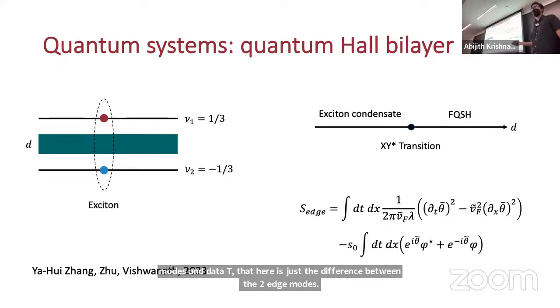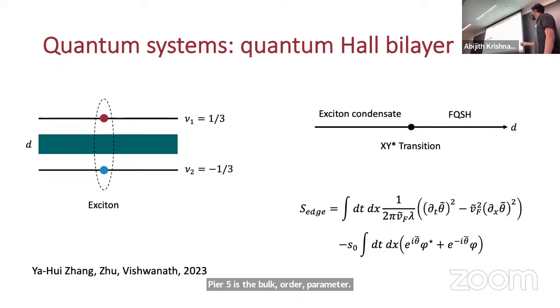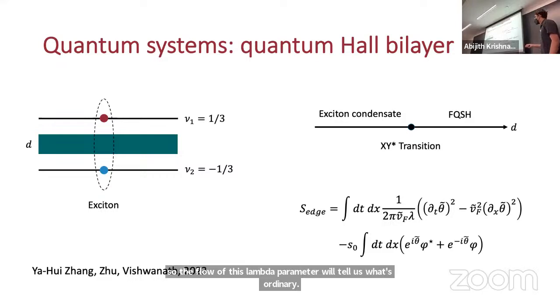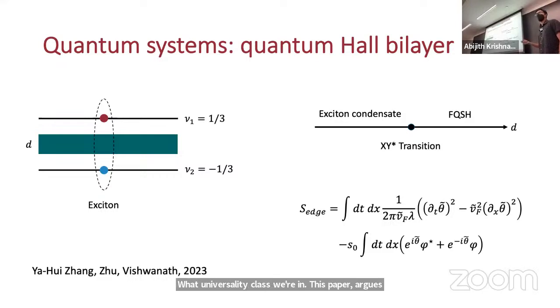Here, phi is the bulk order parameter. So we get this term just for the theta tilde field, and then this is the coupling of the theta tilde field to the bulk. This term right here is actually just an O(2) model for theta tilde, because theta tilde is periodically valued. And so the flow of this lambda parameter will tell us what universality class we're in. This paper argues that lambda flows to 0, so this system is on its boundaries in the extraordinary log universality class.